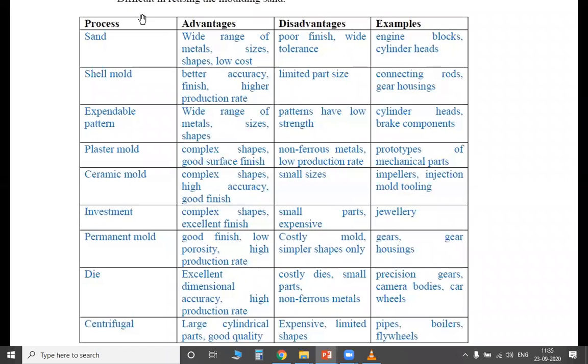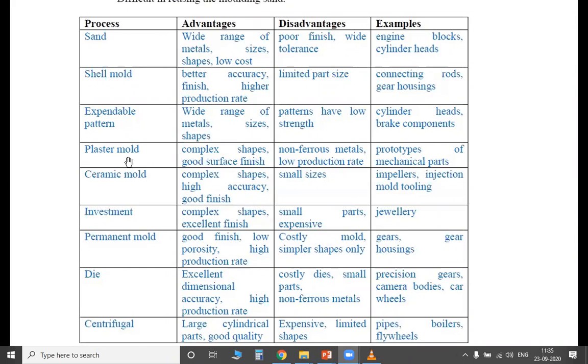When you learn this total table, we can understand what type of parts, what type of examples, and what type of process can be used. Clear? The shell mold has better accuracy, finish and higher production rate, but limited part size. Examples are connecting rods and gear housings. Expendable pattern: a wide range of metals, sizes and shapes. The disadvantage is that patterns have low strength. Examples are cylinder heads and brake components.